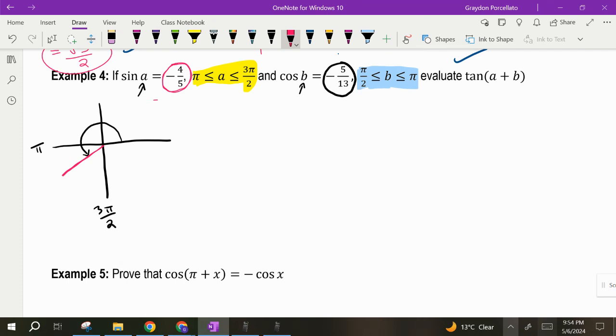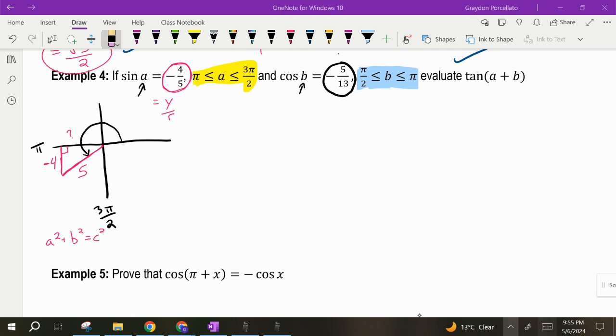Now we know from last unit that sine is y/r. Interesting. Well, that means that this value here is -4, and this value here is 5. If I know anything about this type of triangle, this is a right angle triangle, and we can use the Pythagorean theorem to solve for this missing side. So I could do a squared plus b squared equals c squared to solve for that missing side.